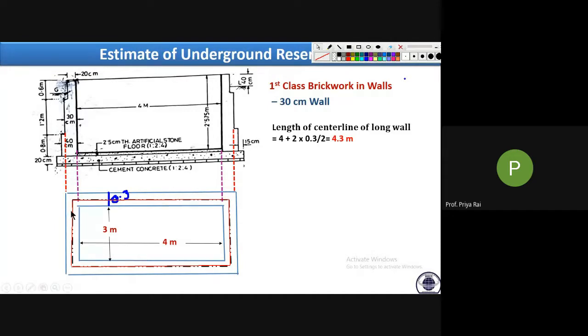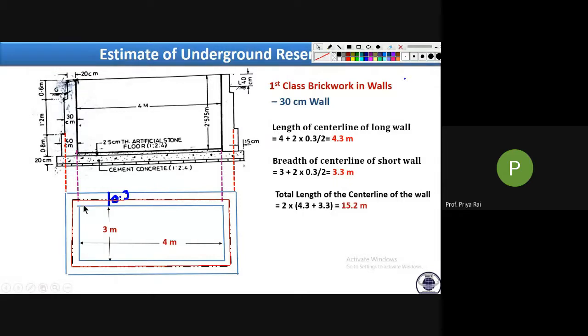This much is 0.3. So 0.3 by 2 plus 4 plus 0.3 by 2, 4.3. And this length is 0.3 by 2 plus 3 plus 0.3 by 2, 3.3. And the length will be simply the perimeter formula, 2 into 4.3 plus 2 into 3.3, 15.2 meter. And this is the L for the 30 centimeter wall. L is 15.2.